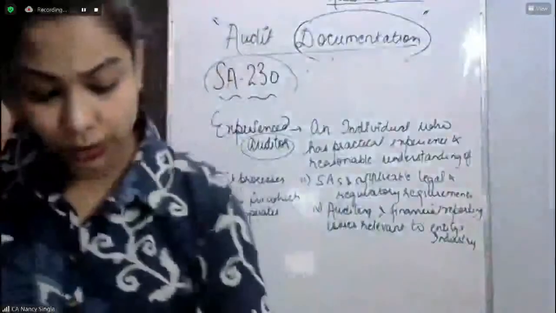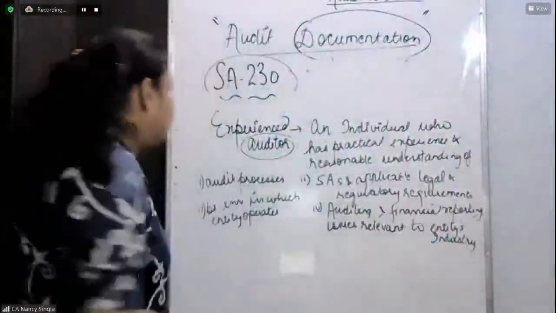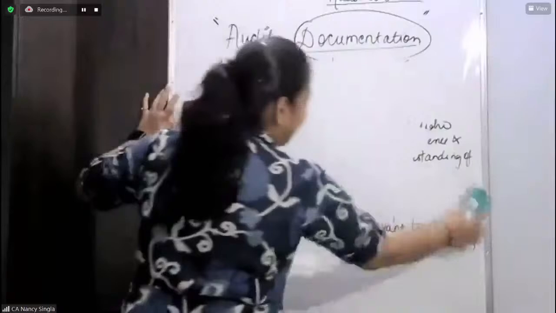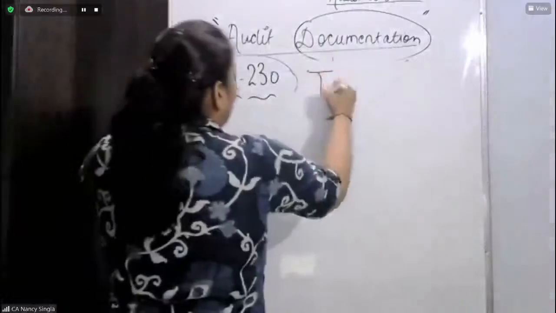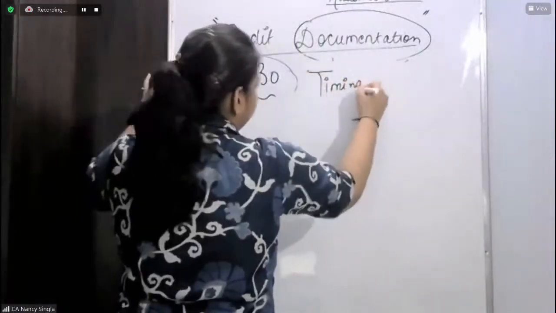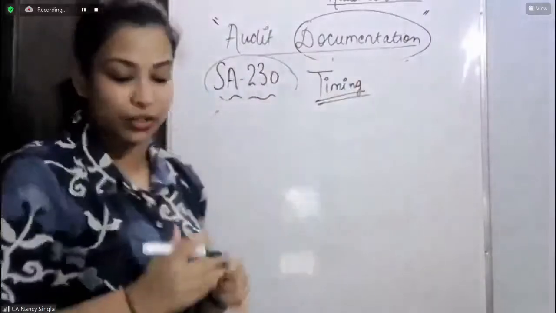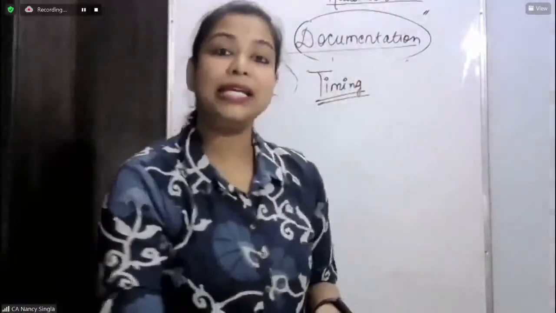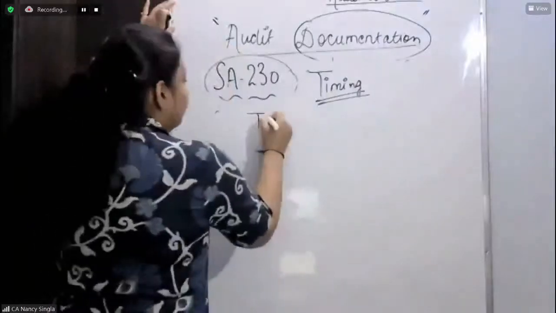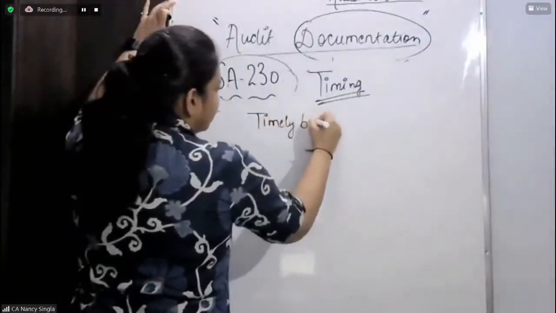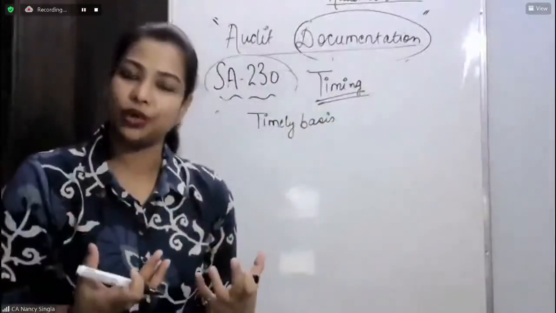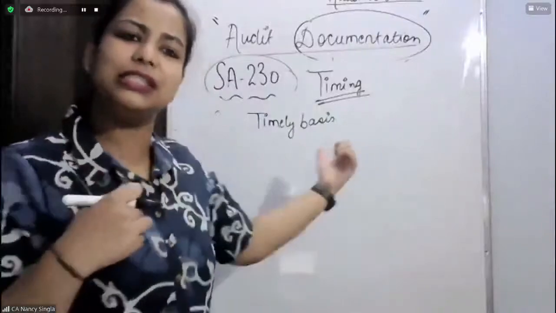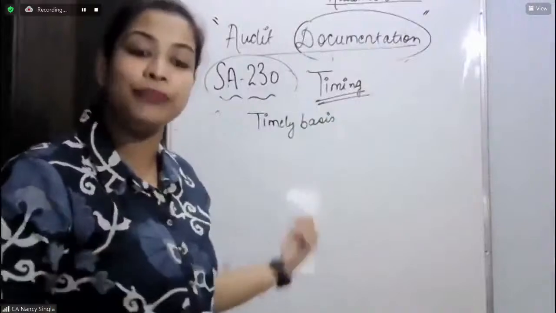Okay? So let us now go to the next topic, which is the auditor asks now, Chika, I have understood everything. Please tell me what is the timing of such preparation of audit documentation. So SA 230 says, see, you need to maintain this documentation on a timely basis, side by side, as in when you are performing the audit procedures, you are obtaining the audit evidences, just maintain a documentation on a timely basis.